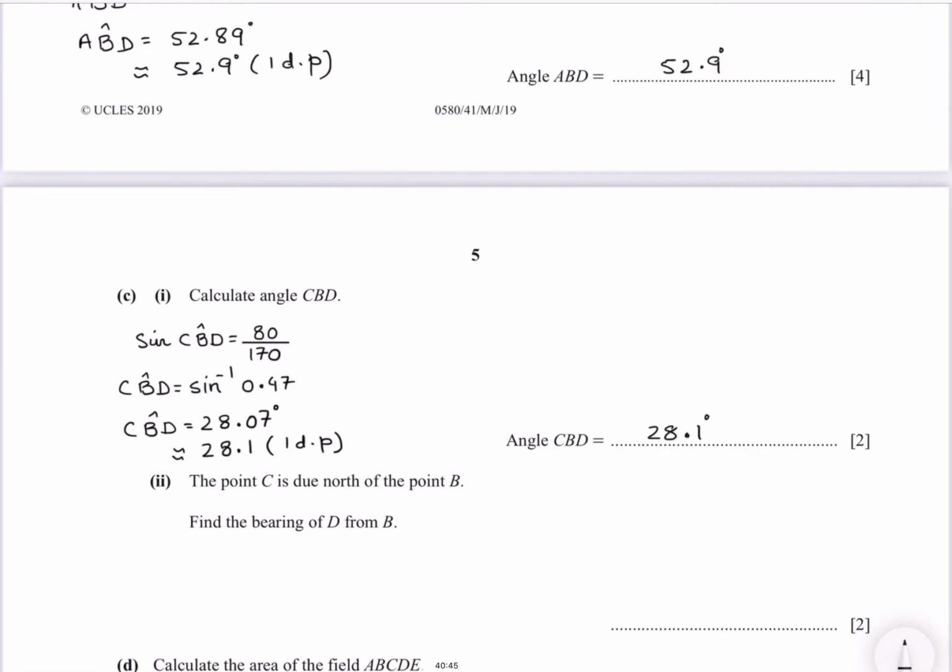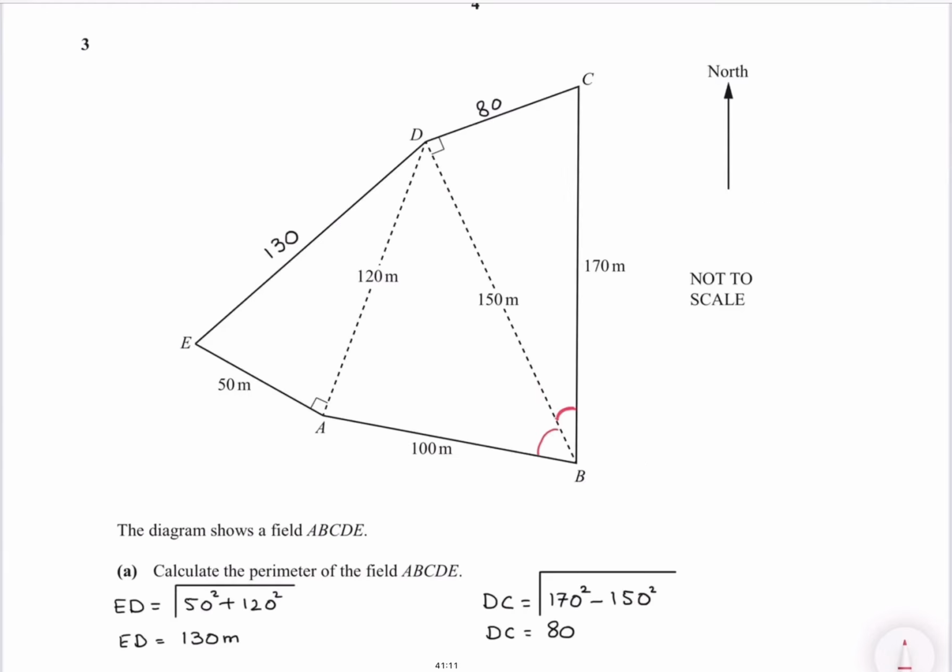The point C is due north of the point B. Find the bearing of D from B. Bearing of D from B. So this is the bearing we need. So we have to subtract 28.1 from 360 to get the bearing. This is 331.9.